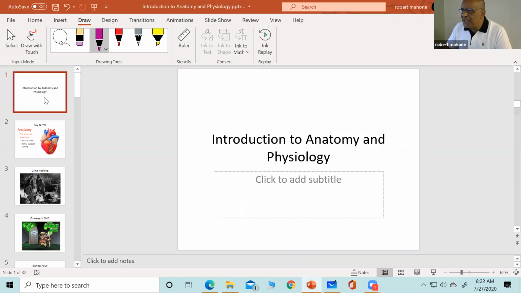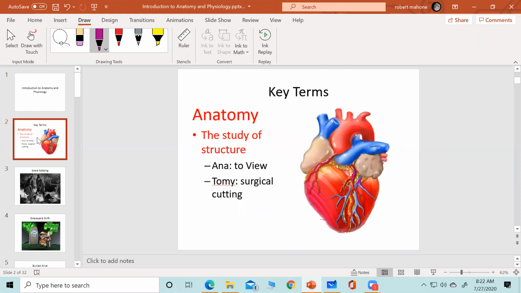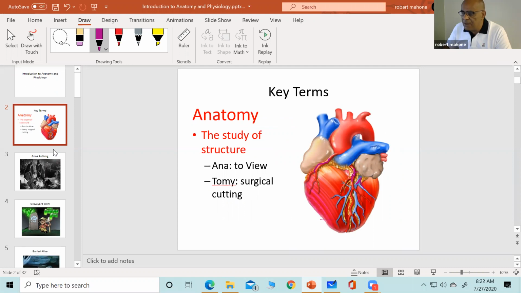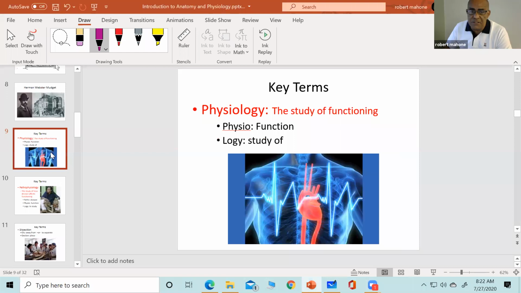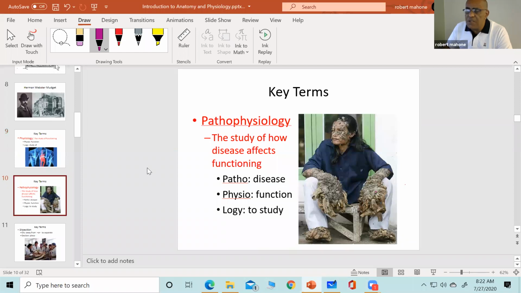Anyway, our lesson today is Introduction to Anatomy and Physiology. We discussed the term anatomy, which is the study of structure. And we also discussed the term physiology, the study of functioning. Know the difference between the two. And then the third one was pathophysiology, the study of how disease affects functioning. You can expect to see all three of those on your assessments. Remember, if it's in red, make sure you have it in your notes.